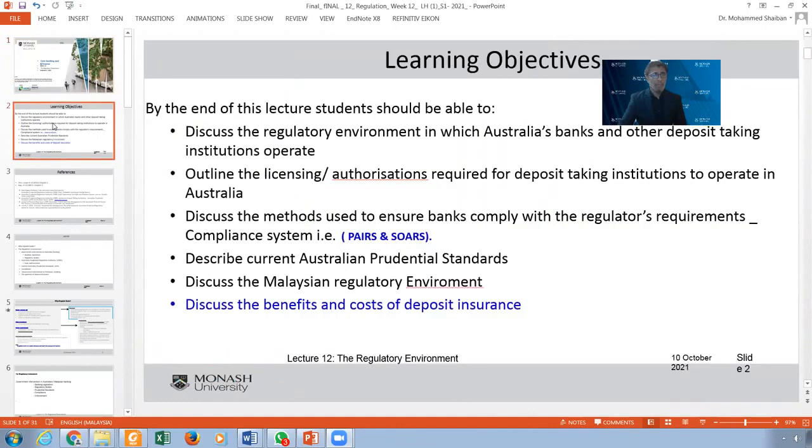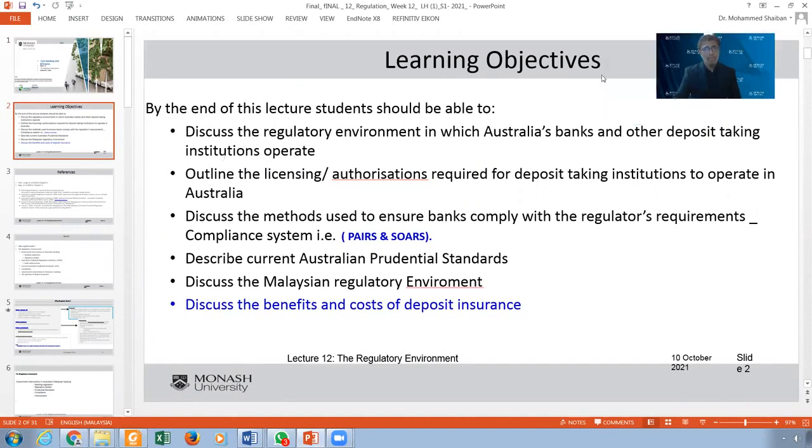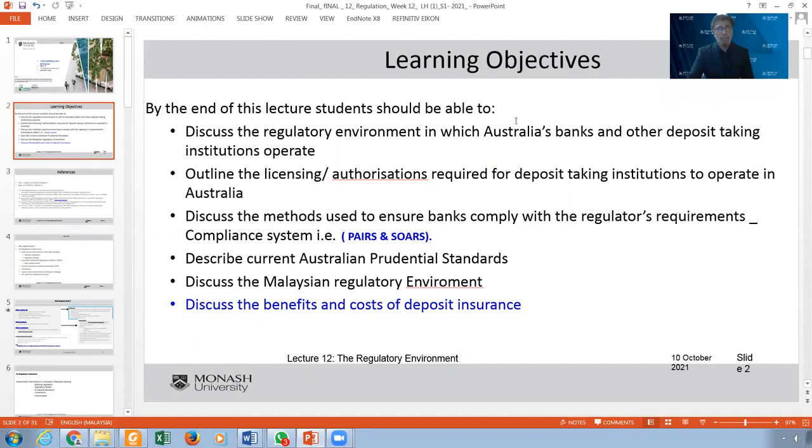So this is the learning objective. We hope by the end of this lecture to be able to discuss the regulatory environment in which Australian banks operate. Now, we are talking about Australian banks, but you can always relate to any country's banks. We can talk about Malaysian banks or your own country, like Malaysia, Indonesia, Sri Lanka, Japan, Korea, whatever. All those countries have the same setting with some differences. But the data and the information we are bringing here are mainly related to Australian banking.